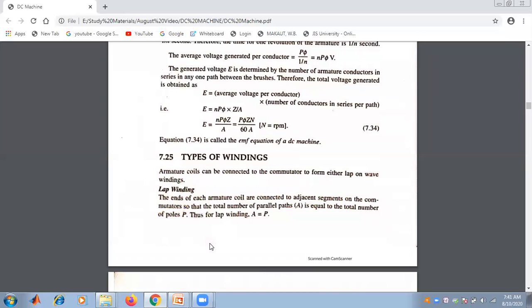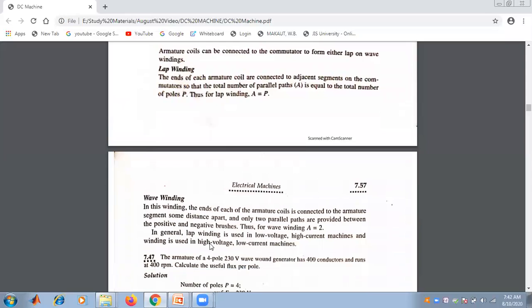The ends of each armature coil are connected to adjacent segments on the commutator, so that the total number of parallel paths, that is A, is equal to the total number of poles. Thus for the lap winding, A equal to P. The ends of each armature coil are connected to adjacent segments on the commutator, so that the total number of parallel paths is equal to the total number of poles, that is A equal to P.